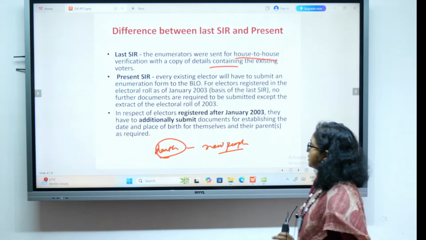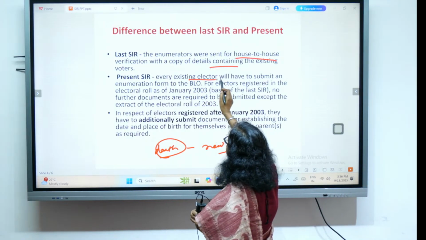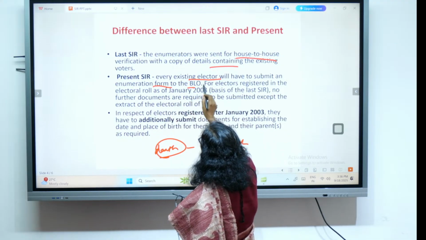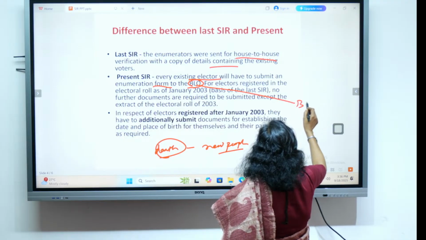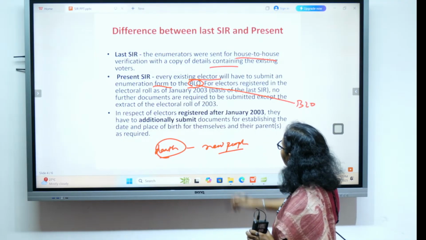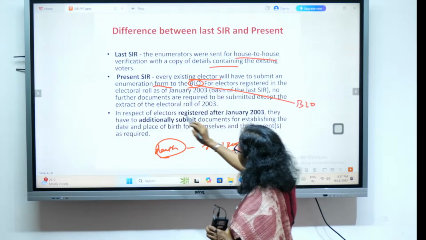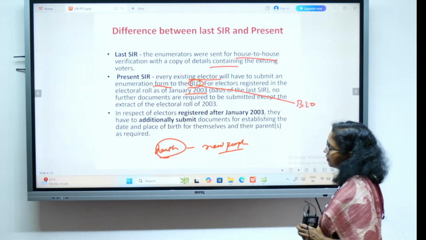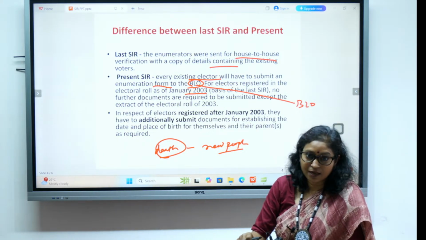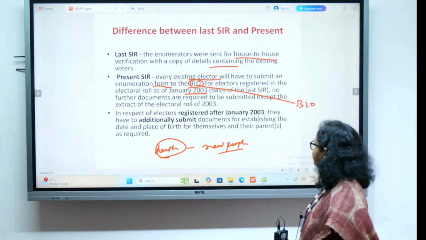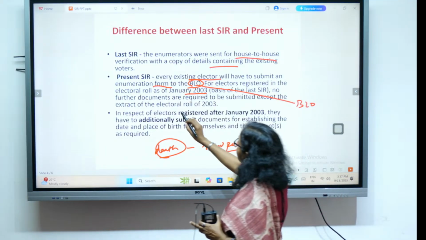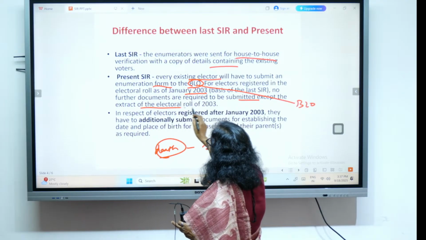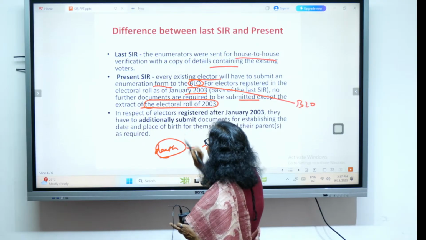Now in the present SIR, every existing elector will have to submit an enumeration form to the booth level officer, BLO, for the elector registered in the electoral roll as of January 2003. January 2003 was the last SIR in Bihar. No further documents are required to be submitted except the extract of the electoral rolls of 2003.